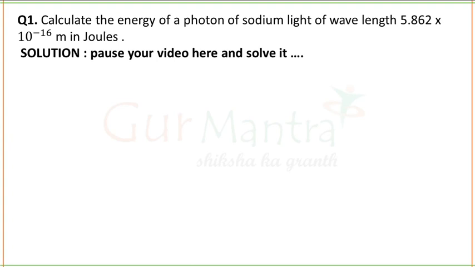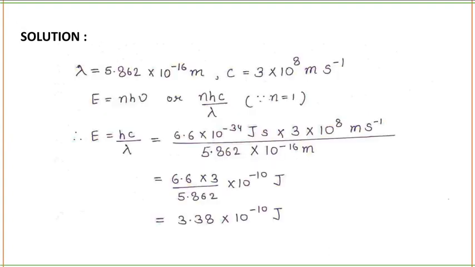Okay guys, let's see the solution of this question. As you know, we are given lambda, so we have written the value of lambda, and we also know the value of c. We have simply put in the relation between E and lambda. E is equal to hc by lambda, and after putting in all the values and solving the equation, we will get the result as 3.38 into 10 to the power minus 10 joule.